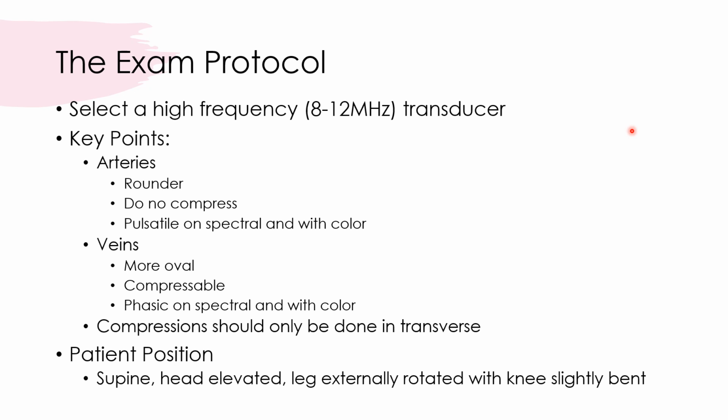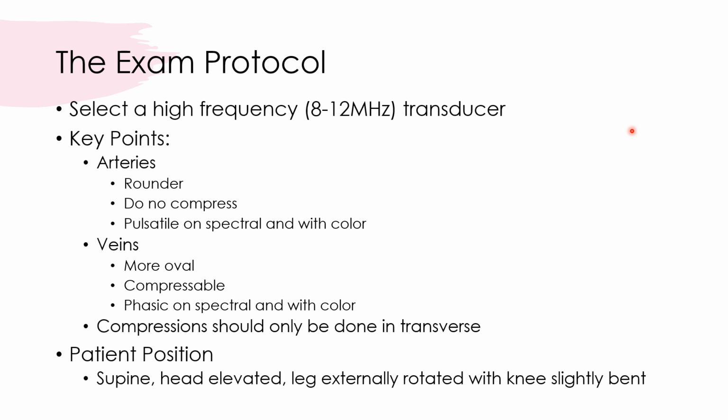Another really important point is that you should never ever try to do your compressions in long axis. Odds are you're just going to roll off the vessel. You're going to think that you've compressed it, and yet you'll just be missing the vessel completely. The only accurate way you can do compressions to see if there's thrombus keeping that vein open is to do it in transverse. Most areas that we're looking at for a clot, especially in traditional lower extremity venous studies, we're going to be compressing about every centimeter to 2 centimeters.